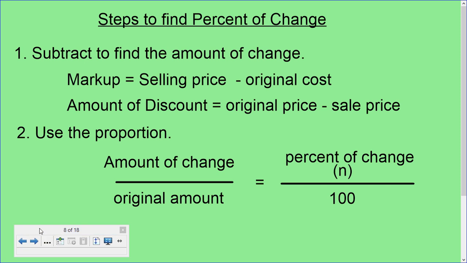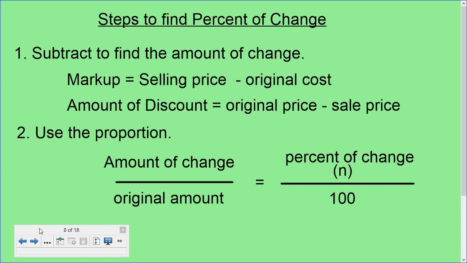Steps to find the percent of change. Step 1, subtract to find the amount of change. So we're trying to find the difference in the old price and the new price. So markup is equal to the selling price minus the original cost. The amount of discount is equal to the original price minus the sale price.